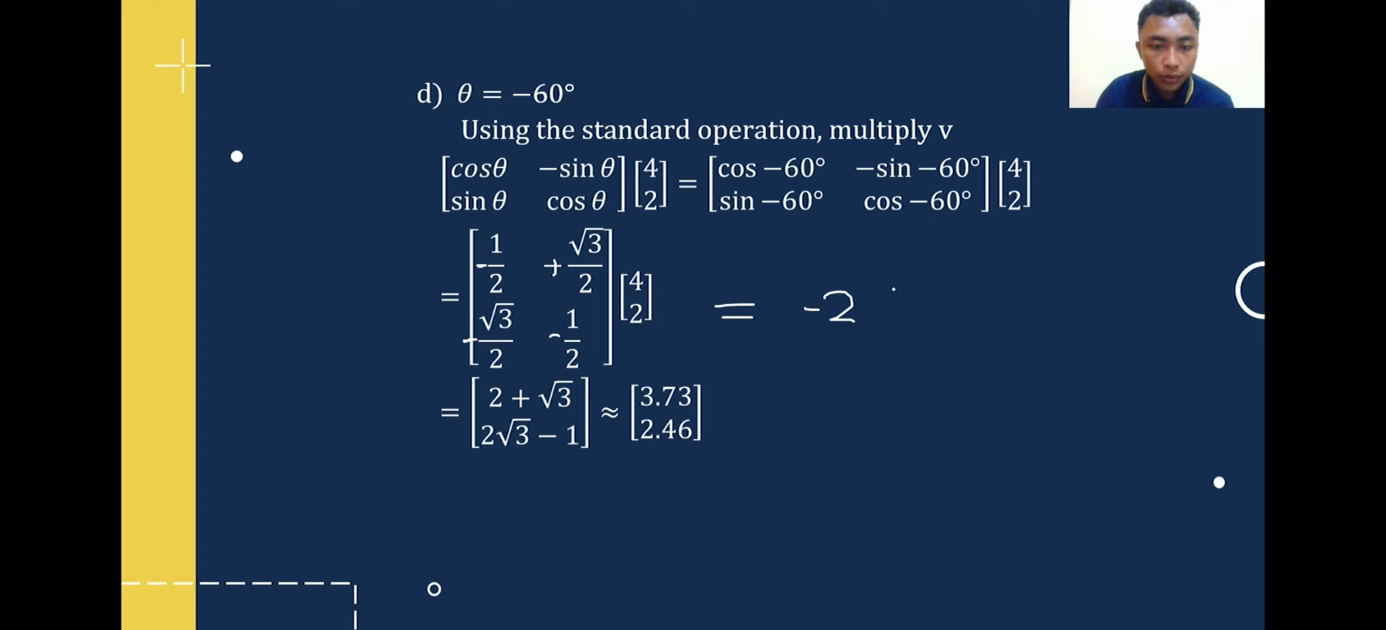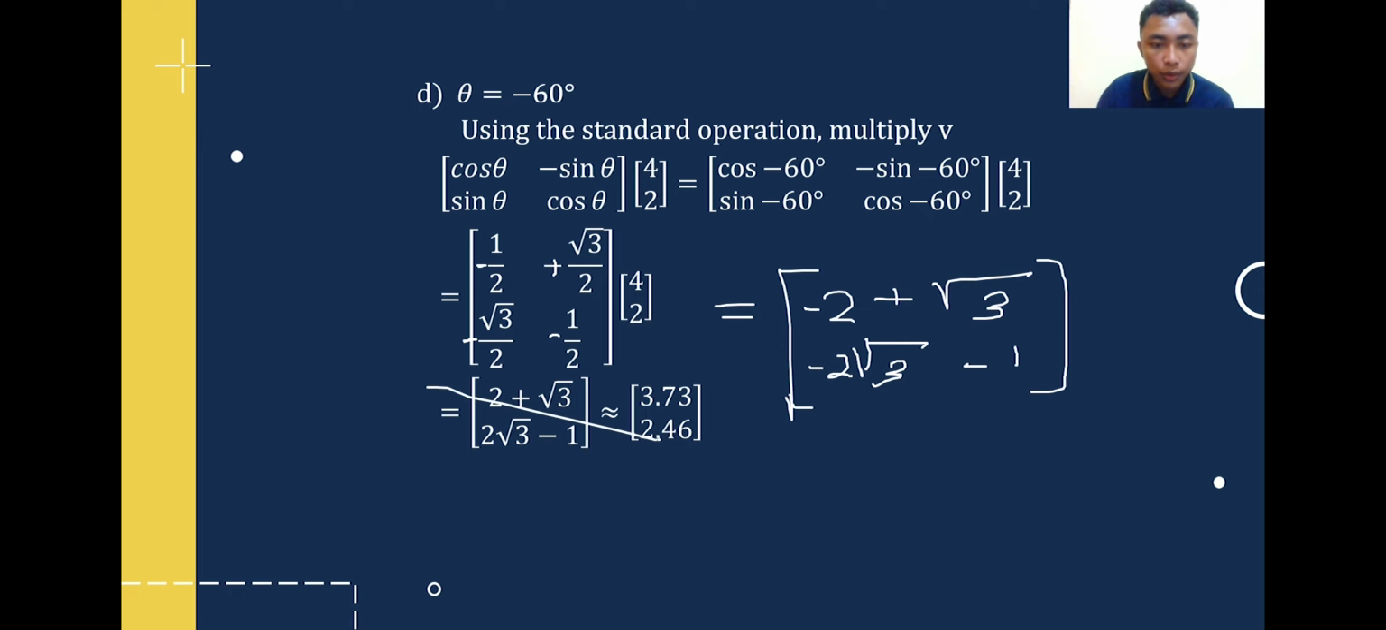minus 2 plus root 3 and minus 2 root 3 minus 1. This is the correct result. Sorry, this is wrong. I think this is wrong because the value of derajatnya is minus, jadi hasilnya akan menjadi minus. Nah, kecuali ini, karena ini minus bertemu dengan minus, jadi hasilnya akan plus.